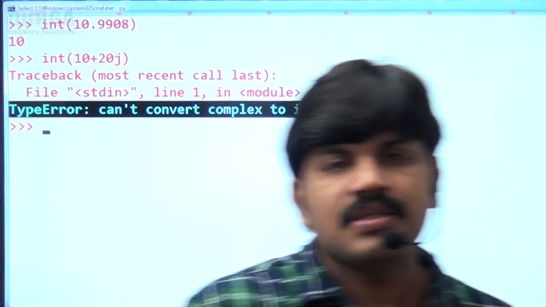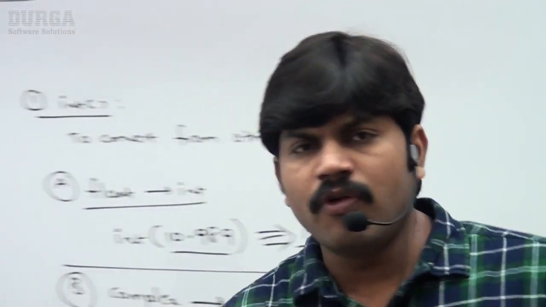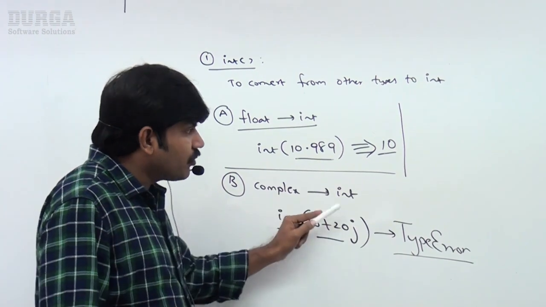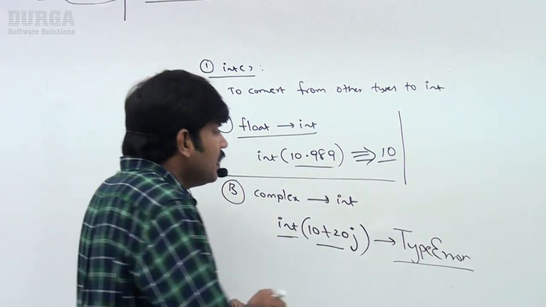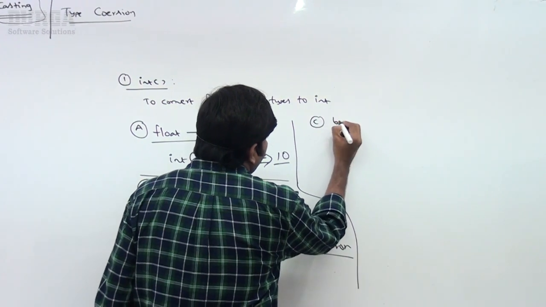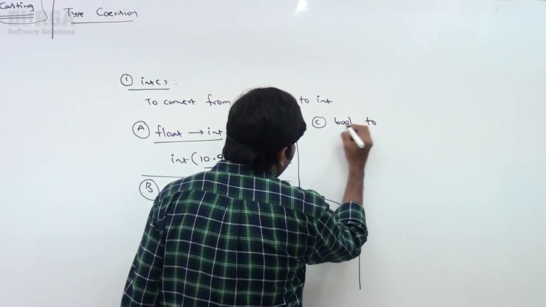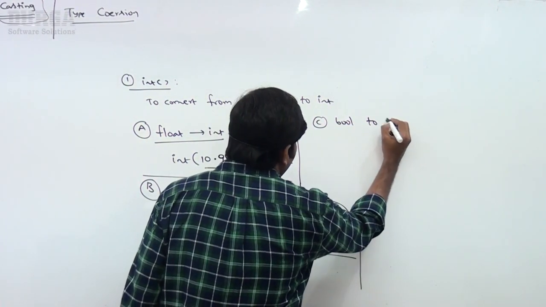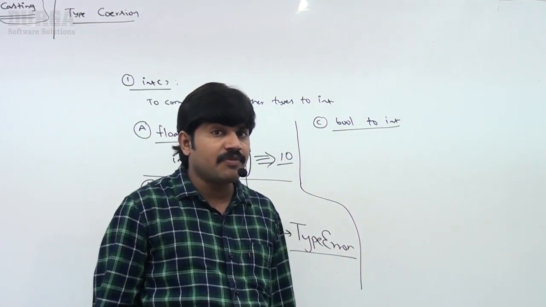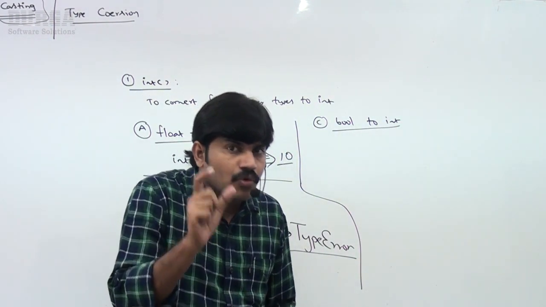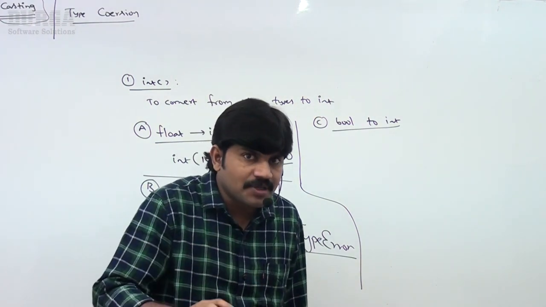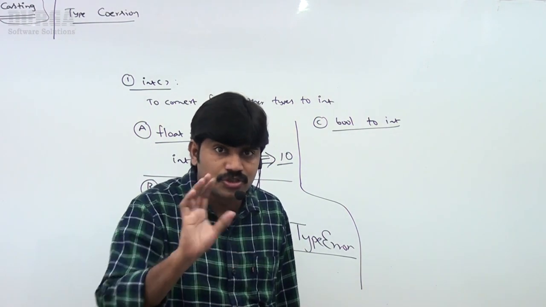Okay, well, sir, float to int, how to convert? Complex to int, sorry, sir, not possible. Next, bool to int. Observe that: Boolean value to integer type, yes, happily you can do that. Have you remembered somewhere we covered that True is internally treated as 1, and False is internally treated as 0, sir.